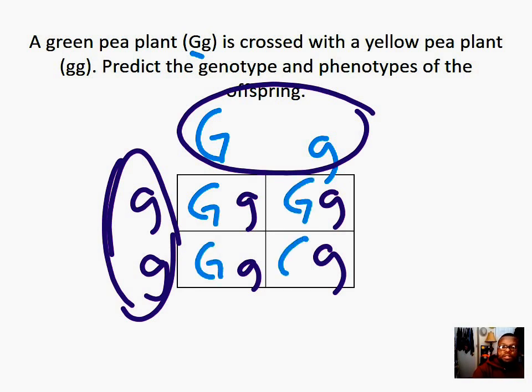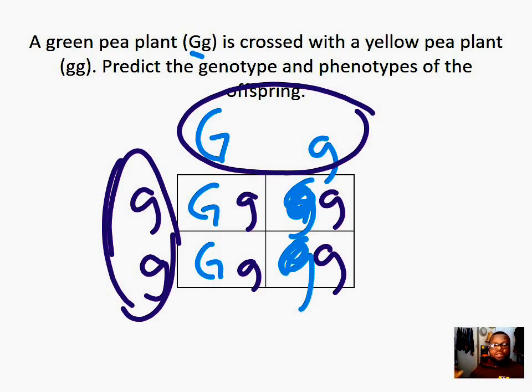Oh, sorry. This is little g, by the way, because it's coming from on top. Okay, that was a good mistake. So, learning moment. All right.